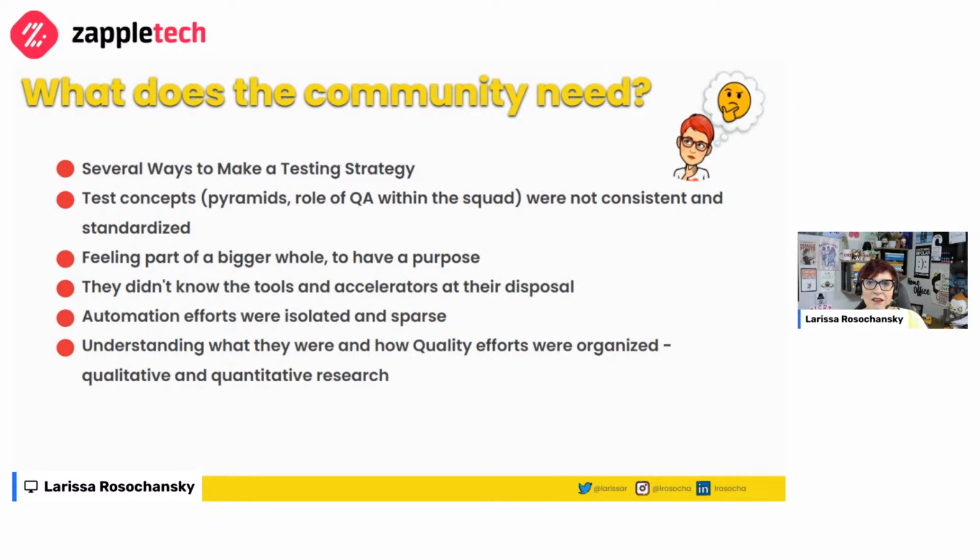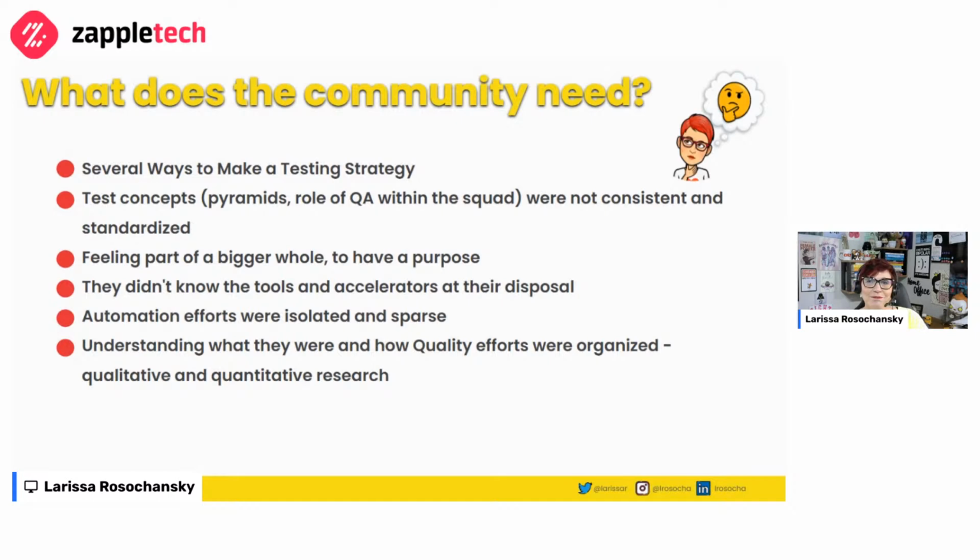They were just there, and sometimes they weren't part of the planning, or they were told you need to do end-to-end automation testing, or you do all manual testing, so they were a little bit lost sometimes.